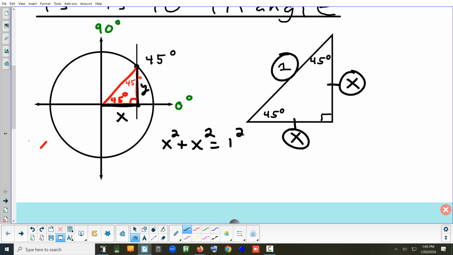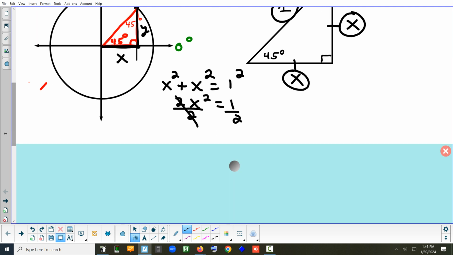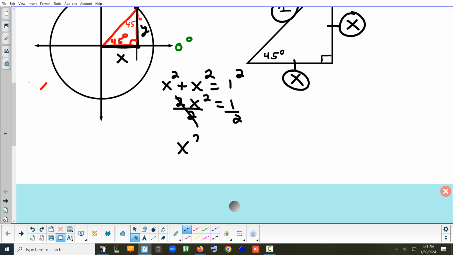Okay, what's x squared plus x squared? 2x squared. Yep. And now we got to get the x squared by itself, so we got to get rid of that 2. Divide by 2 on both sides. So that's gone. And now we have x squared equals a half. Take the square root of both sides. What's the square root of x squared? X. Yes, now we have x by itself.